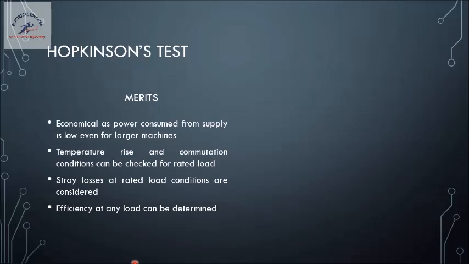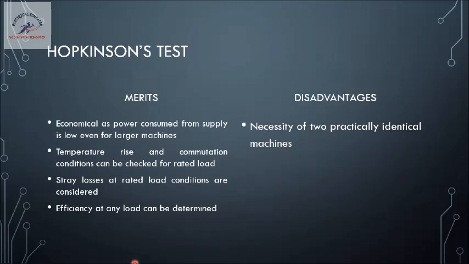Actually, we are performing the test for the given value of load current, and thus it is possible to find out the value of efficiency. Now, disadvantages of this method. So necessity of two practically identical machines. This is one of the major requirements. It is necessary for us to have two machines and they should be identical, practically identical.